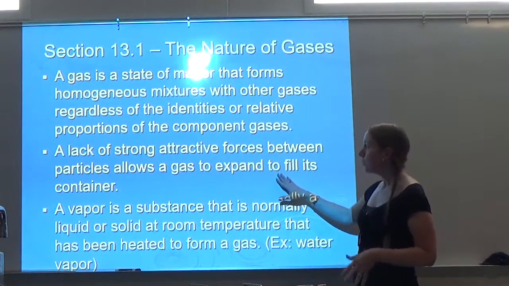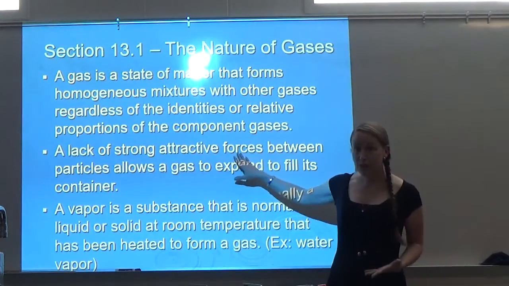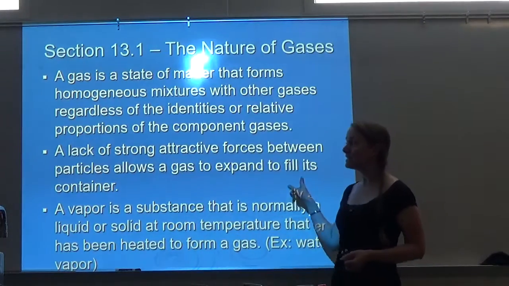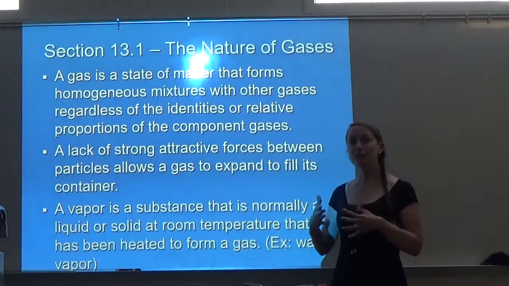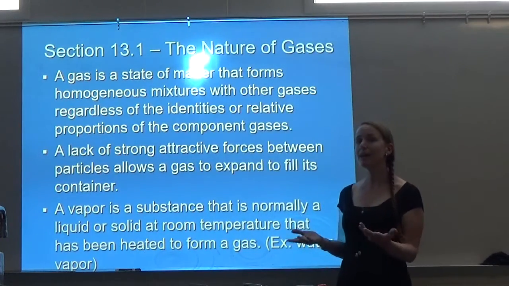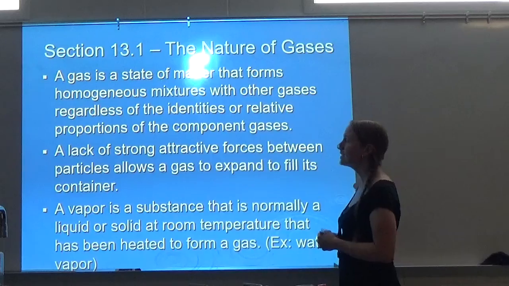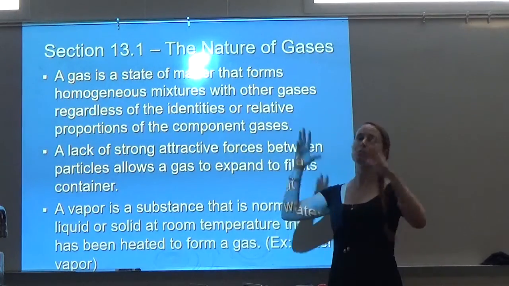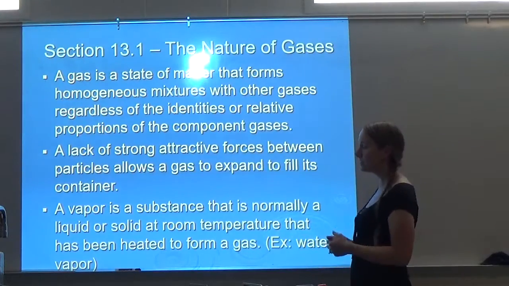A lack of strong attractive forces, and this is referring to intermolecular forces, between particles allows a gas to expand to fill its container. Because the particles are very far apart and moving very quickly and usually only have London dispersion forces that aren't very strong, that's what allows them to spread out if they have a more open space, so if you put it in a larger container.